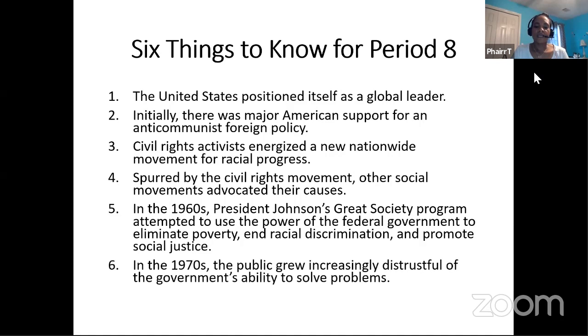And then finally, in the 70s, the public grew increasingly distrustful of the government's ability to solve problems. Is it still racial problems? Yes and no, but also we're looking at environmental problems. We're looking at the fact that we're going to have new government agencies that are going to be adopted at this time. And by this point, we have Richard Nixon in office. And what is he going to do? He's going to create the EPA, the Environmental Protection Agency.